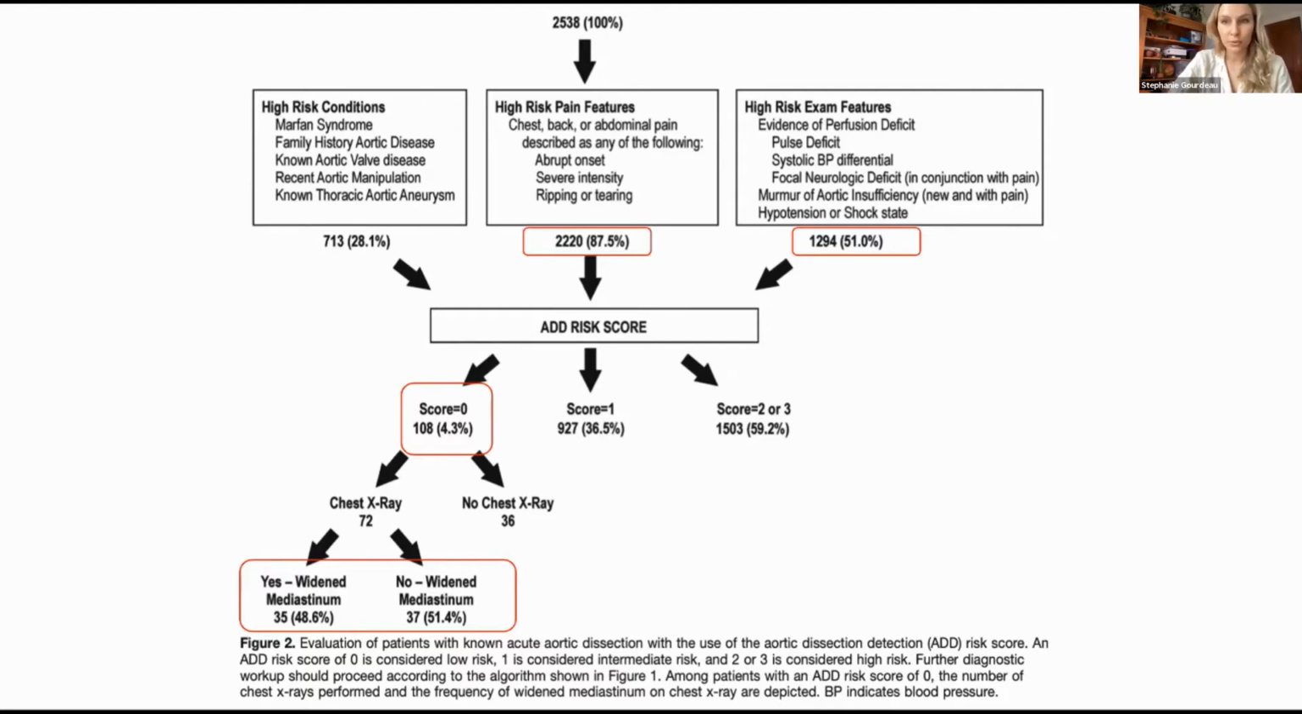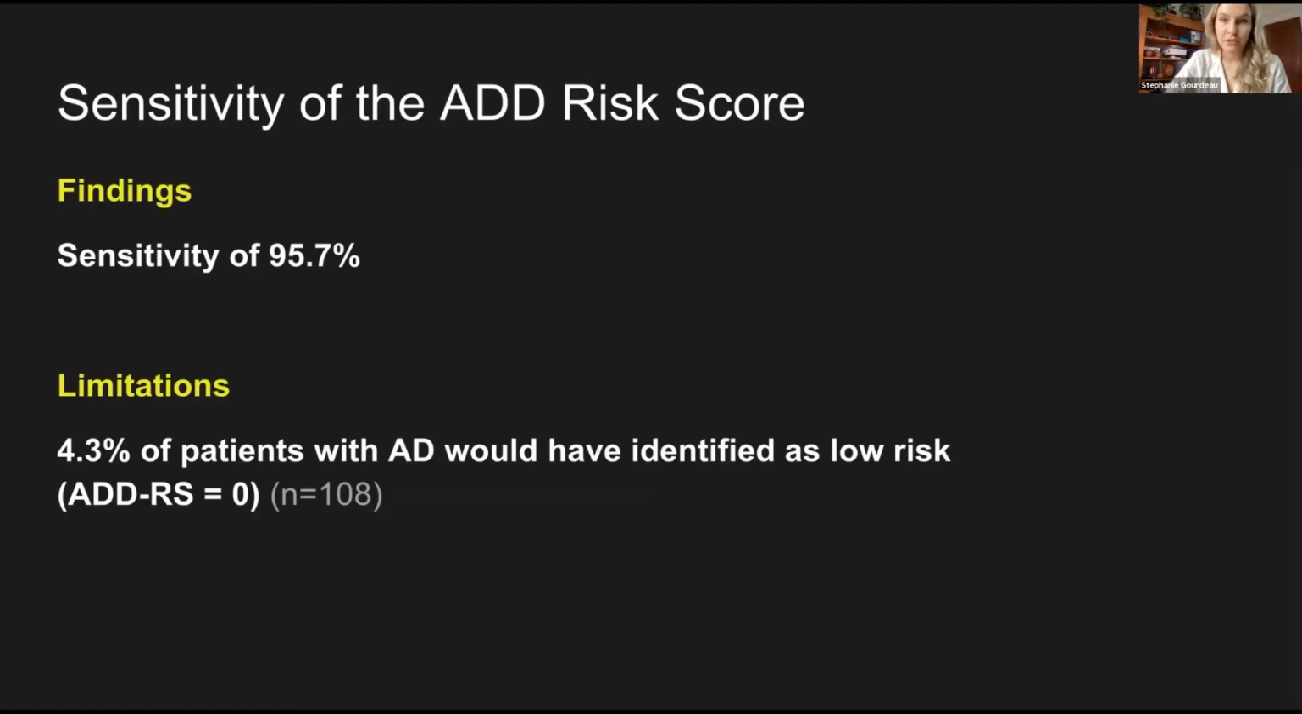So 4.3% of the patients with aortic dissection scored 0 on the ADDRS score. And of these patients, when they proceeded to see if they had normal or abnormal chest x-rays, they found that only half of these patients scoring 0 with confirmed aortic dissection had a widened mediastinum. So the study demonstrated that the ADDRS sensitivity, though it was 95.7%, which seems to be a good number, was not sufficient, as 4.3% of patients with aortic dissection would have not been identified.